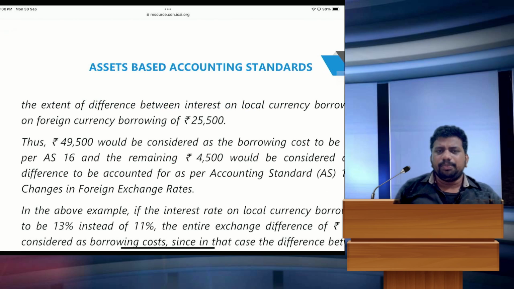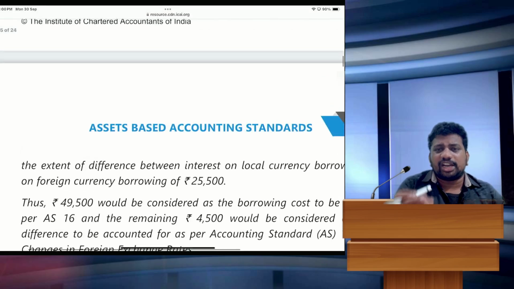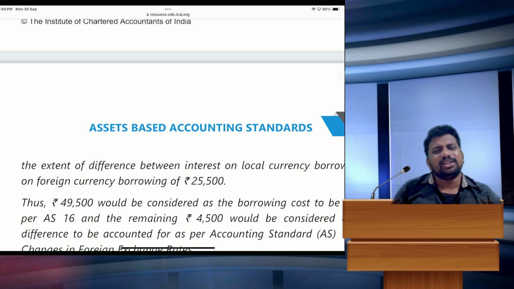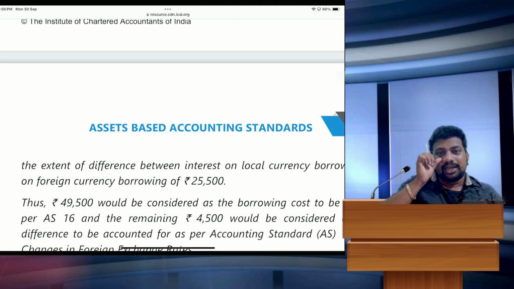Okay. And now, if you are clear with the concept, just change the interest rate of local currency from 11% to 13% and give it a try, everyone. Once you are comfortable, you will be able to do it. So I hope this concept is clear to everyone.